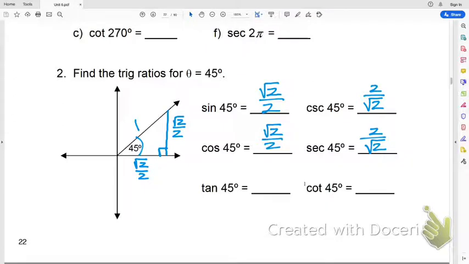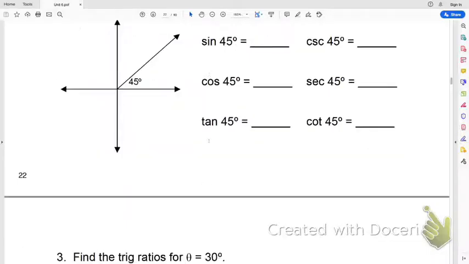Tangent is defined as the y over the x. No matter whether those are nasty fractions or not, if you divide two things that are the same, what do you get? 1. And what's the reciprocal of 1? 1. Okay, so these are values that we are going to get comfortable with. All right? Right now, they mean nothing to you. But when we build our chart here in a moment, these are going to come back. Okay? Next page.